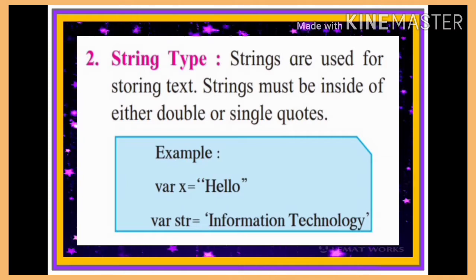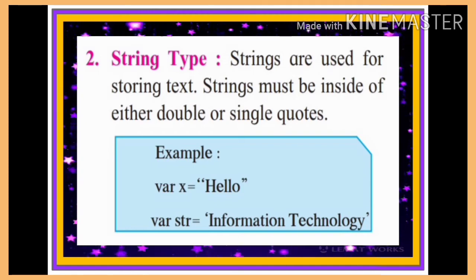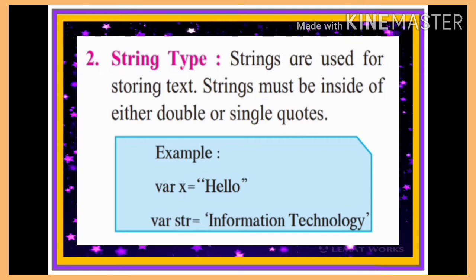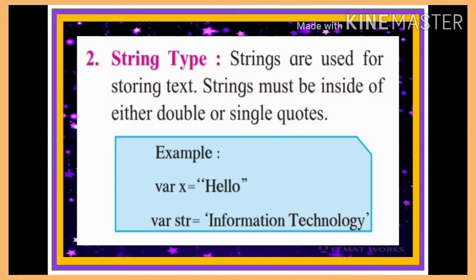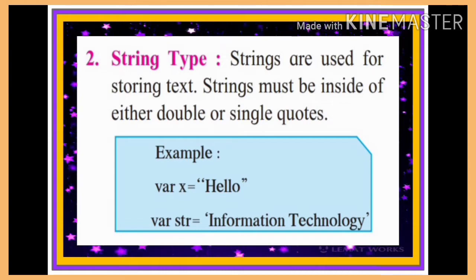The second data type is string type. Strings are used for storing text. Strings must be inside either double quotes or single quotes. For example, here x is a variable having the value hello, which is enclosed in double quotes. Str equal to information technology. Here information technology is enclosed in single quotes. So a string data type value is enclosed in either single quotes or double quotes.